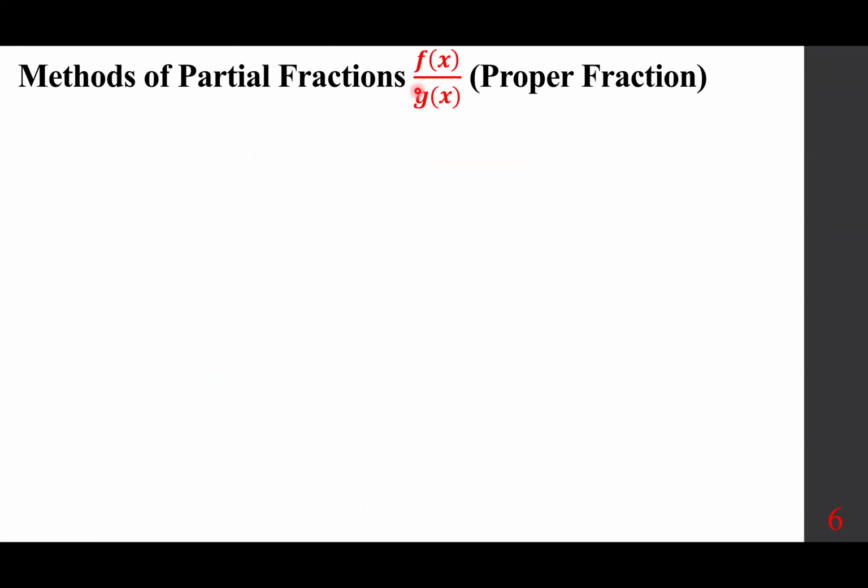Methods of partial fractions: f of x over g of x, and it has to be a proper fraction for it to work. Remember, a proper fraction is a fraction when the numerator is smaller than the denominator. A proper fraction in the case of a rational function: the degree of the numerator is less than the degree of the denominator.